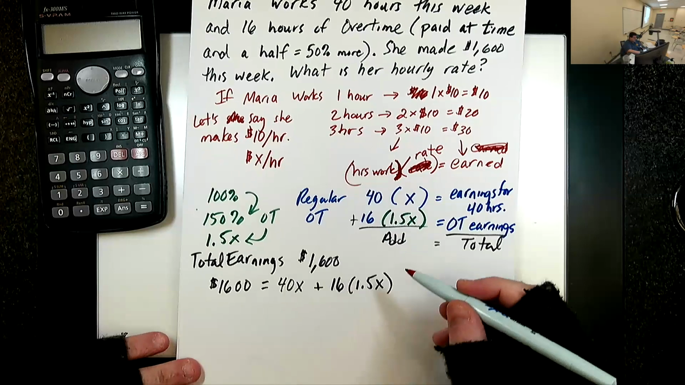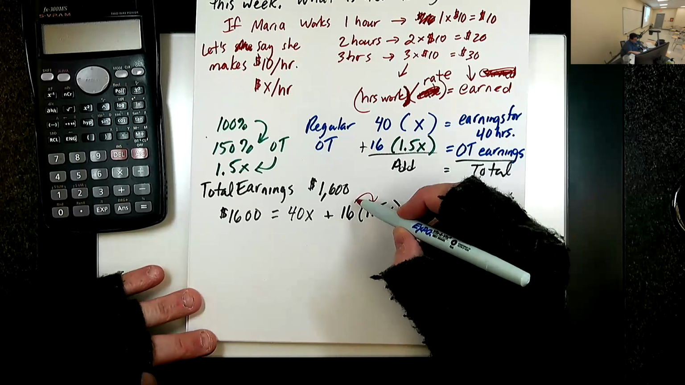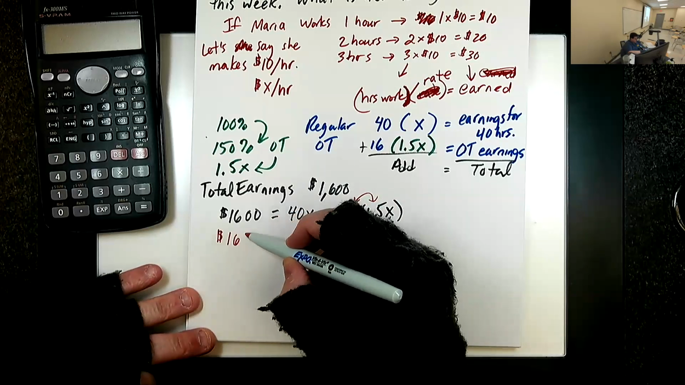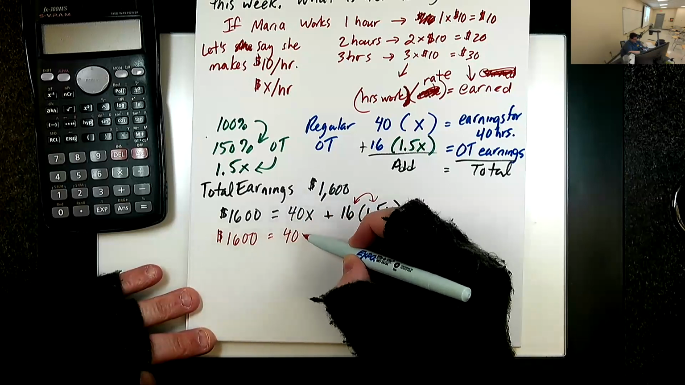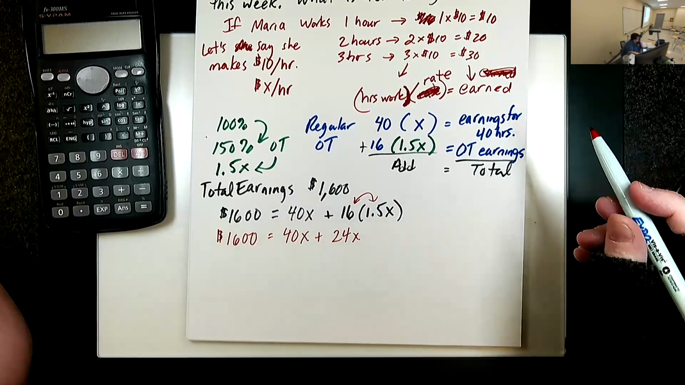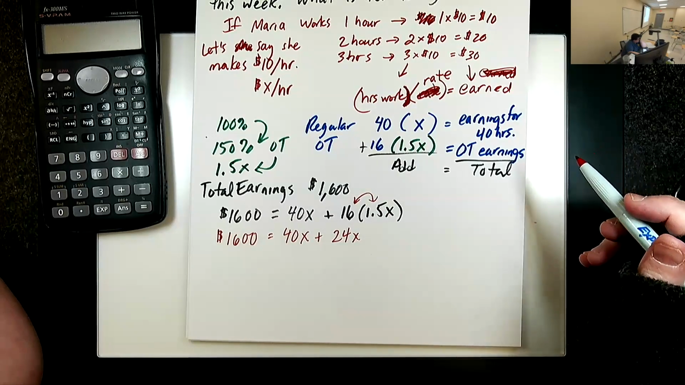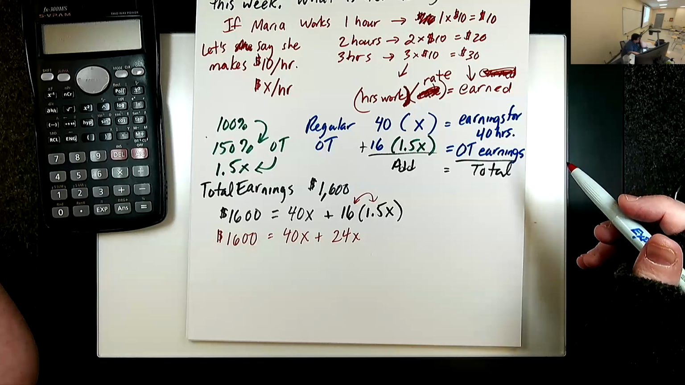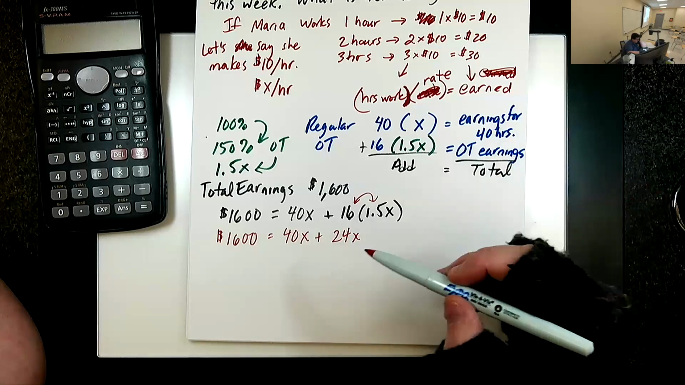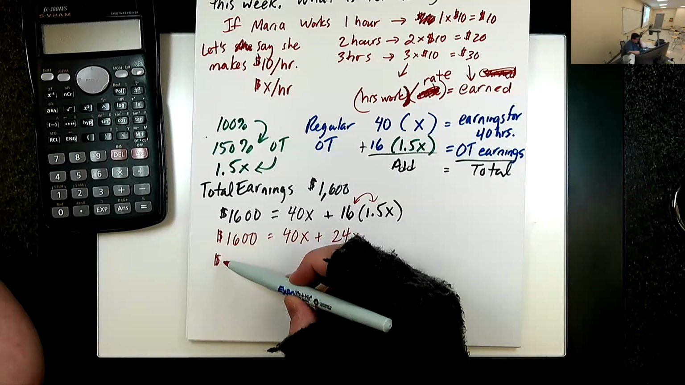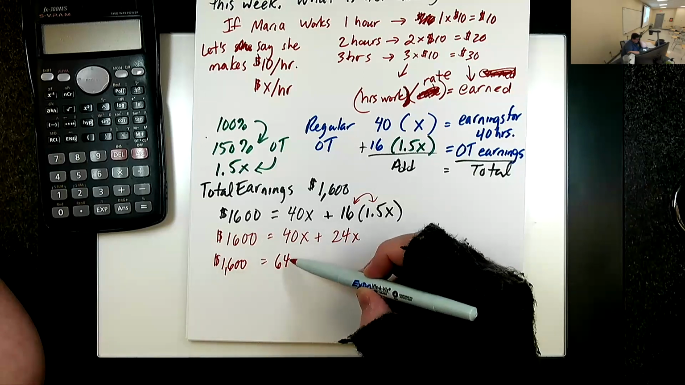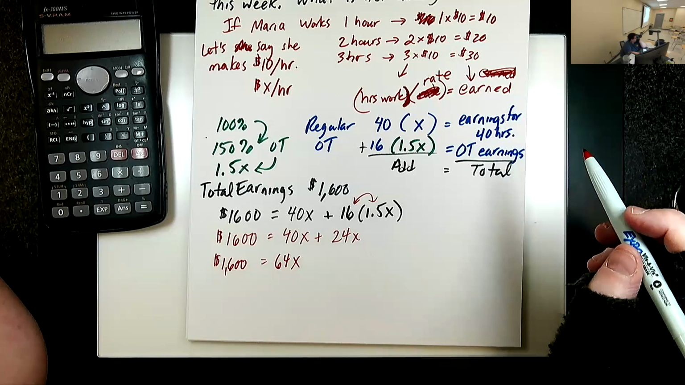First off, I would multiply, get rid of that parentheses, distribute. We're going to have 1,600 equals 40x plus 24x. And I can add those two x's together. 40 plus 24 is 64. So I have 64x.